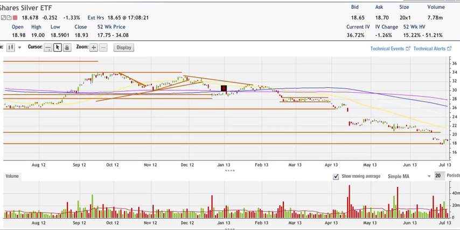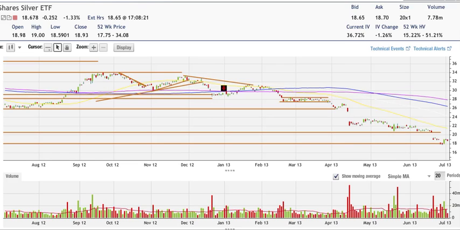I do think we need to go and test the lows once again before we put in a bottom. So I'm not completely bullish or bearish. I wouldn't trade it from here. If we get to the 20 level, 21 level, I would short it. But from there on, I'm not trading it here.